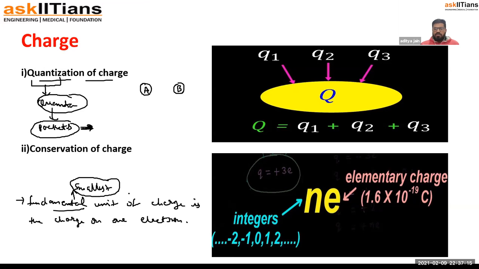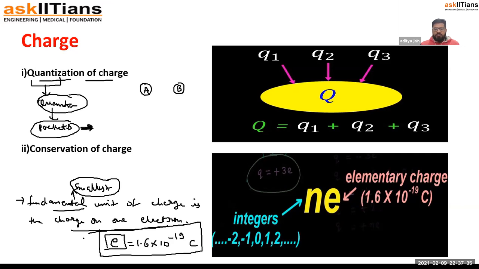The smallest unit of charge possible is the charge on 1 electron, and it is represented by e. So e is the charge on 1 electron, whose value is given by 1.6 × 10^-19 coulomb. This is how much charge is present on a single electron, and this is the minimum possible value of charge on any body.